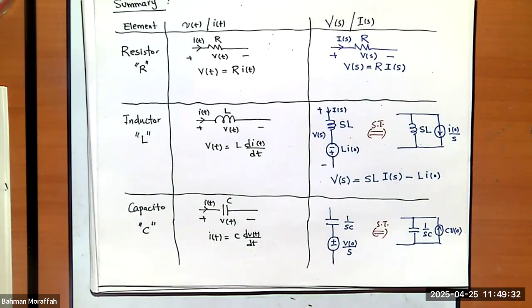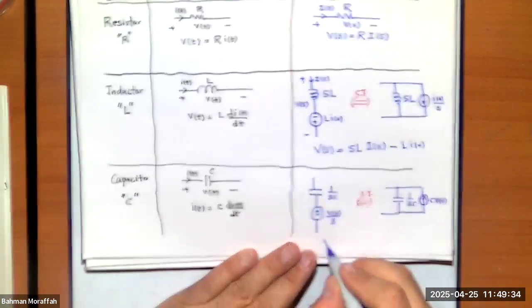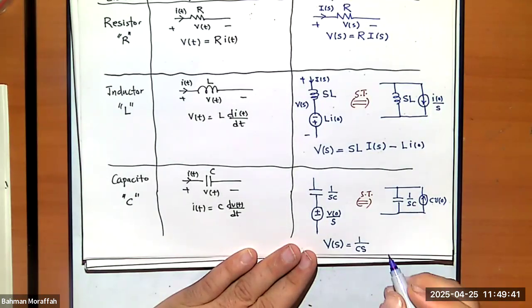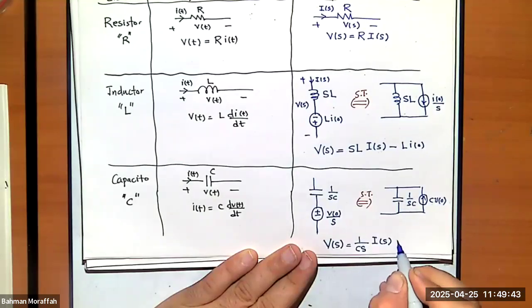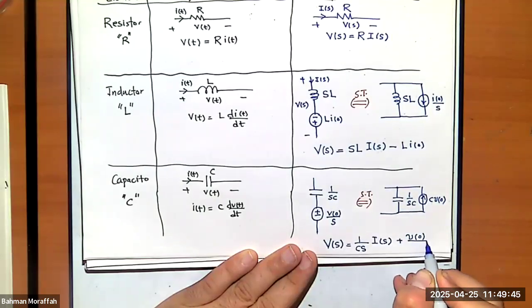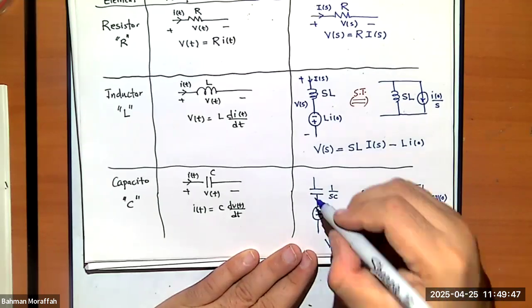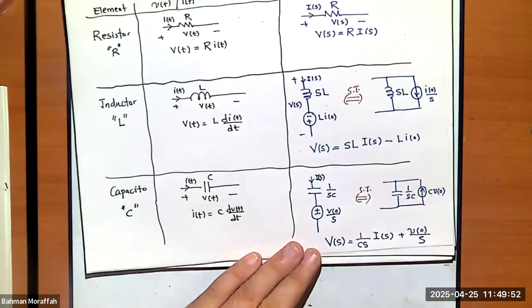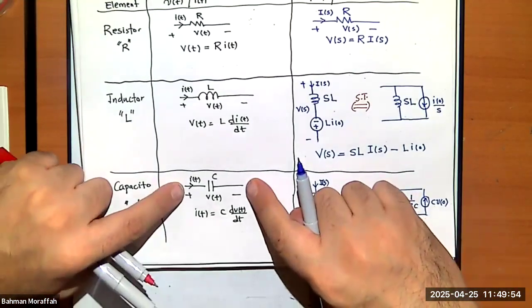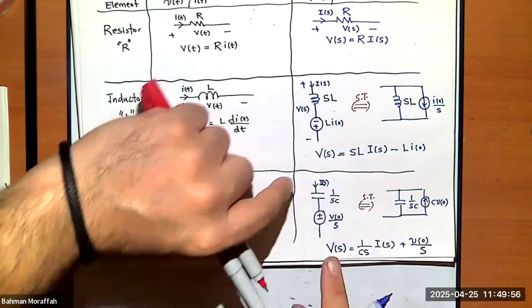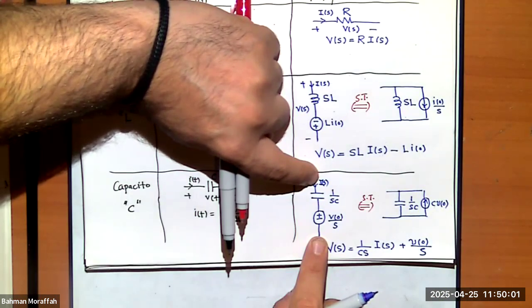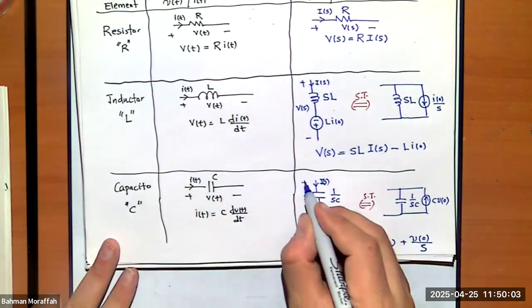And if I want to write the VI relationship, I know V(s) is 1 over C times I(s) plus V naught over s. So if this is I(s), if I'm looking for v(t), which is the voltage across this capacitor, v(t) is the voltage across this whole thing in the s domain. So this is V(s).